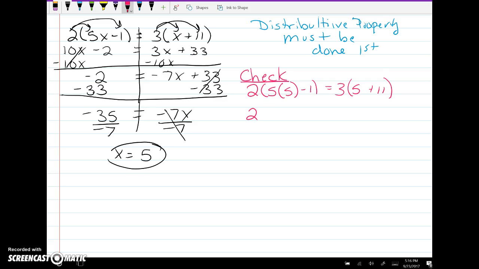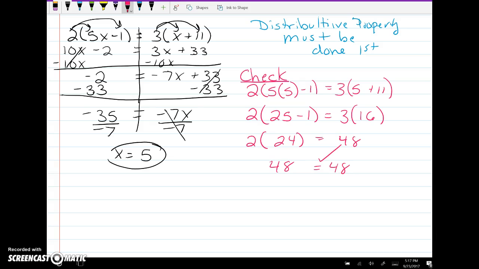So I have 2 times (5 times 5 minus 1) equals 3 times (5 plus 11). 2 times (25 minus 1) is 24, equals 3 times 16, which is 48. 2 times 24 is 48 equals 48, and we got ourselves a winner.